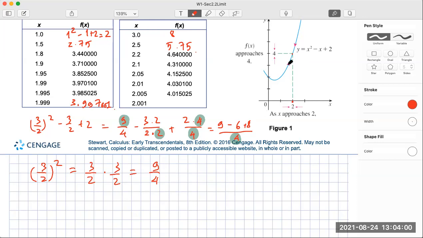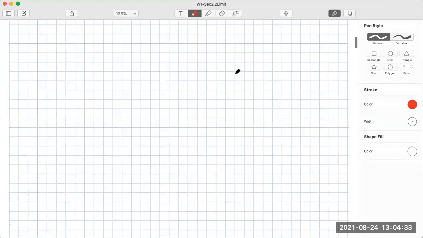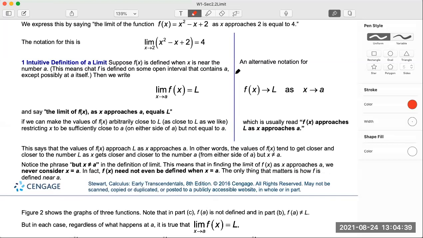Or we can see in the graph here, when x approaches 2 from the left-hand side, the curve goes up and reaches the number 4 here, right? And when x approaches 2 from the right-hand side, the value goes down in this direction and reaches number 4. So that is why we have the concept. We call that the limit.